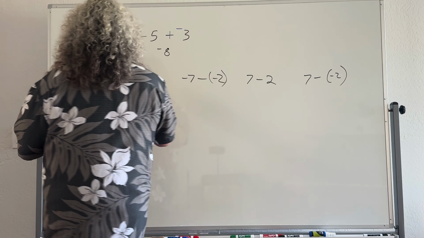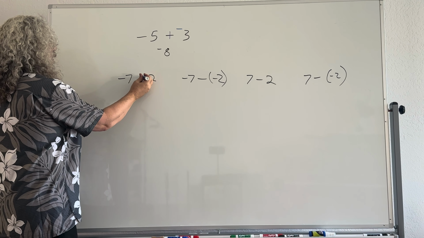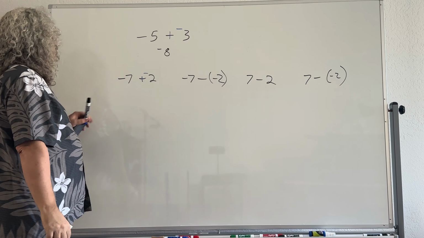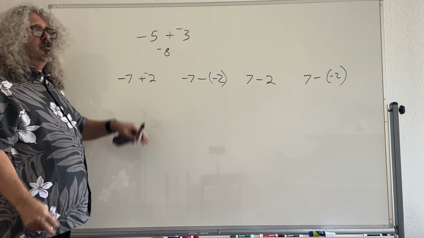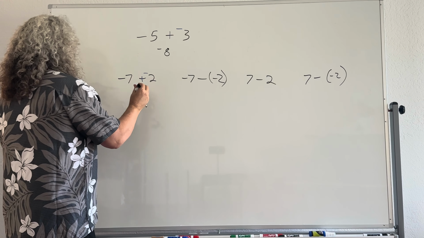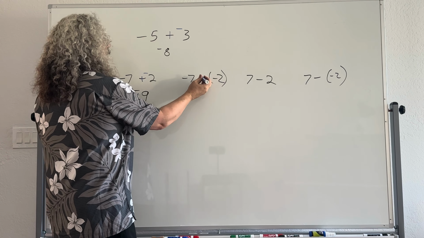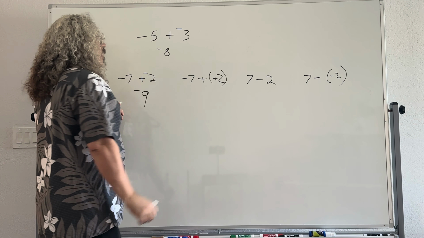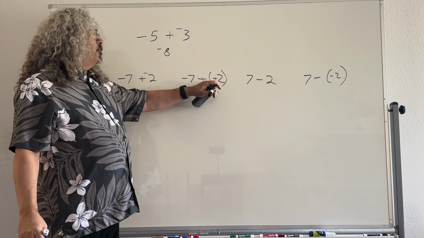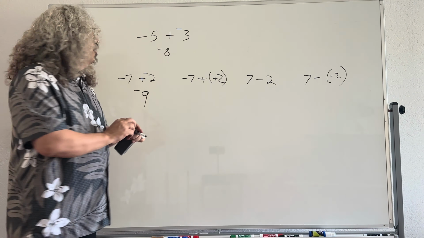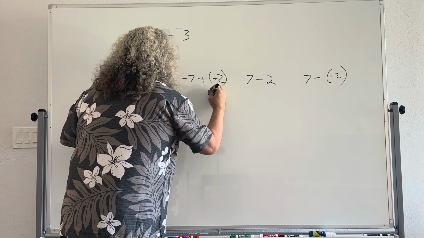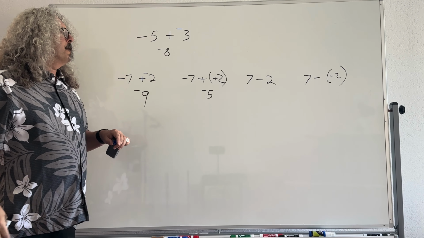Okay, well, I see a subtraction problem. Add a line, change the sign. Negative 7 plus negative 2, signs are the same, so I'm going to add them together, and I'm going to keep the sign. All right, add a line, change the sign. Now I have a negative 7 plus a positive 2. Signs are different. When they're different, we subtract them, keep the sign of the bigger number.